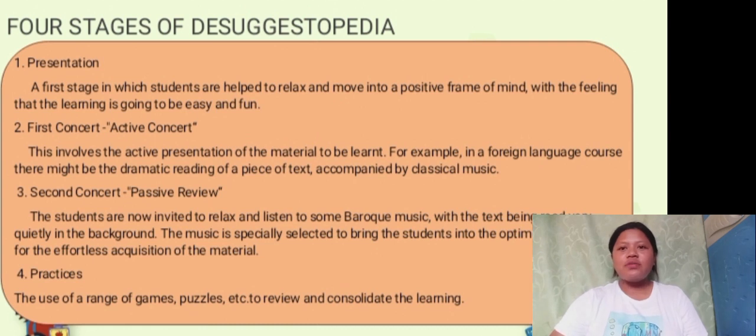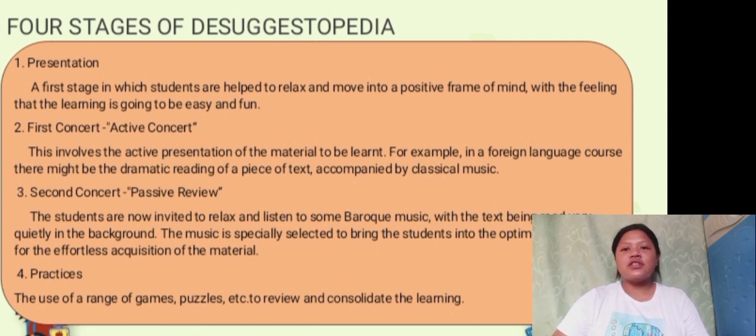Hello everyone, I'm Nala Bayani, and today I will discuss the 4 stages of Suggestopedia. First is presentation, a first stage in which the students are helped to relax and move into a positive frame of mind with the feeling that the learning is going to be easy and fun.